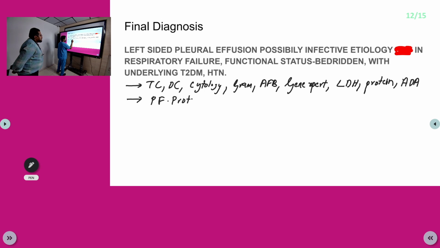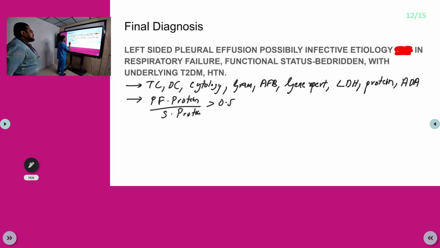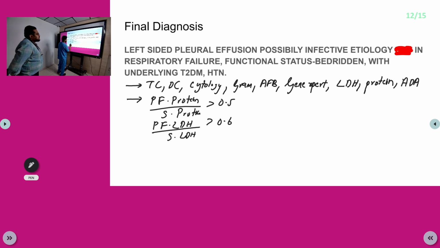Pleural fluid protein divided by serum protein more than 0.5. Pleural fluid LDH to serum LDH 0.6. Pleural fluid LDH more than 2/3 of serum.